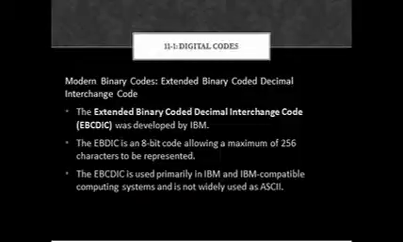The next one is the Extended Binary Coded Decimal Interchange Code, or EBCDIC, pronounced EBCDIC, developed by IBM. It is an 8-bit code similar to ASCII, allowing a maximum of 256 characters to be represented. Its primary use is in IBM and IBM-compatible computing systems and equipment. It is not as widely used as ASCII.